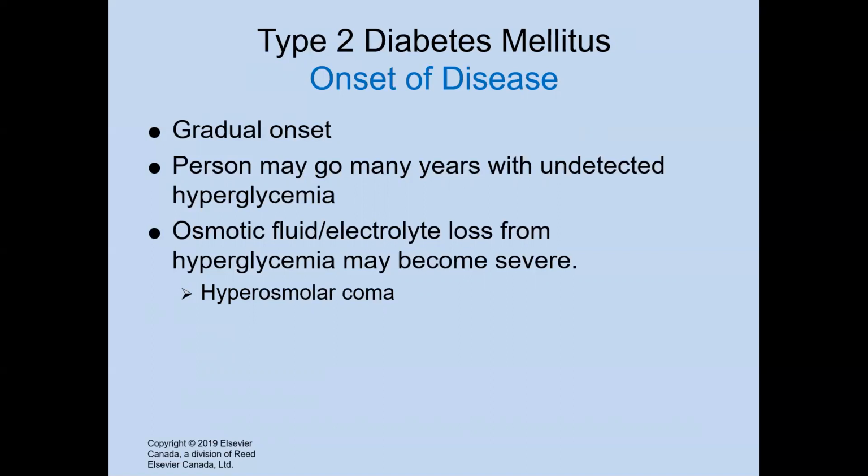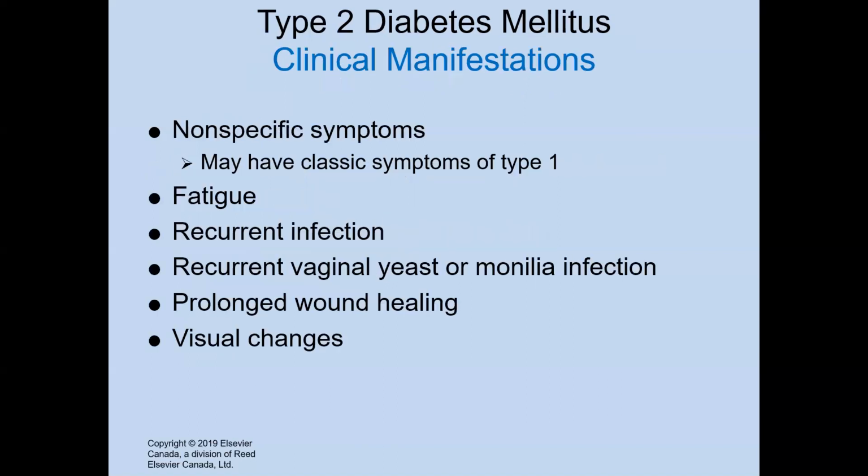Instead of developing diabetic ketoacidosis, for patients with type 2 diabetes, often what we see is this osmotic fluid or electrolyte loss. As they have this high blood sugar, but not in the very, very high range, and it occurs over a period of time, there's a cascade effect that leads to electrolyte loss, and that can become so severe that patients arrive with a hyperosmolar coma, which can be life-threatening.